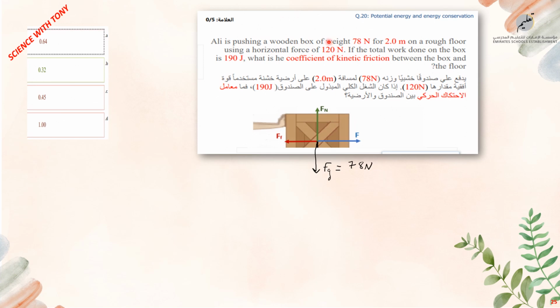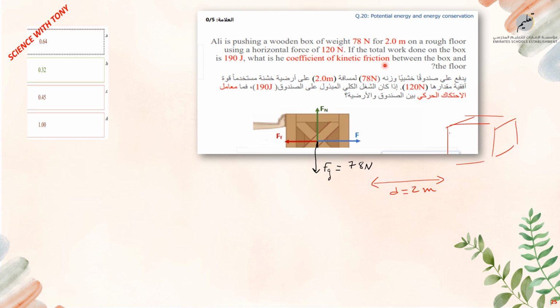Ali is pushing a wooden box of weight 78 Newton for 2 meters on a rough floor using a horizontal force of 120 Newton. So the boy is pushing the box for 2 meters. If the total work done on the box is 190 joule, what's the coefficient of kinetic friction between the box and the floor?